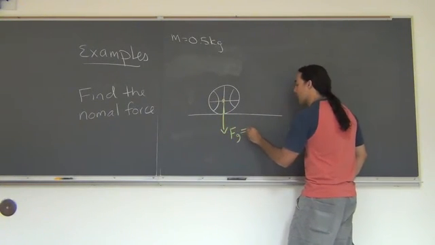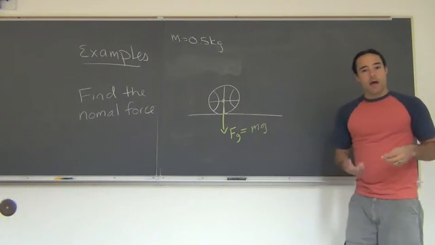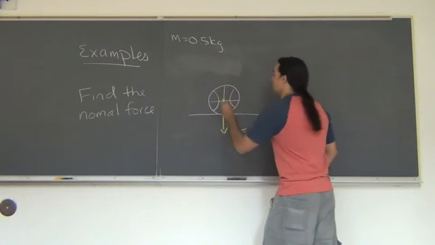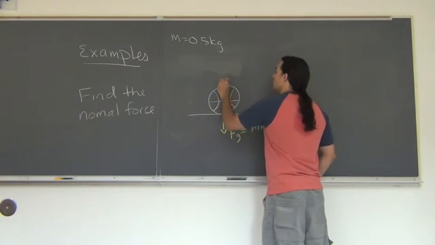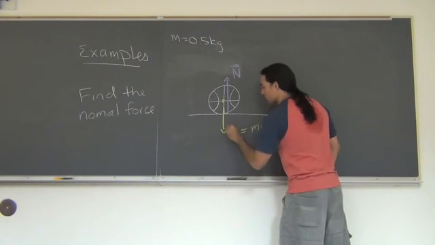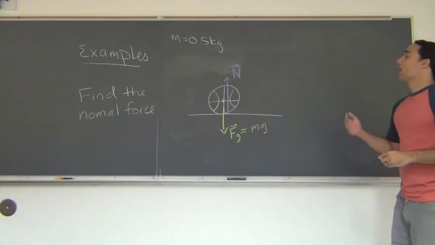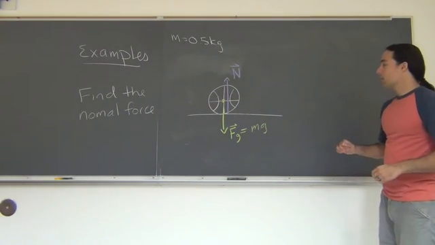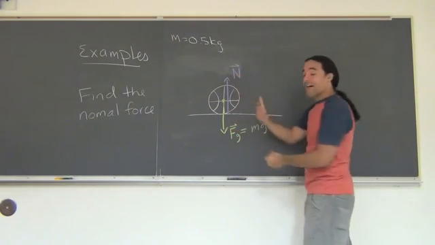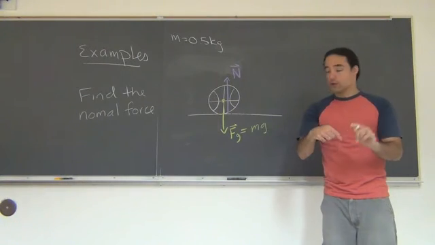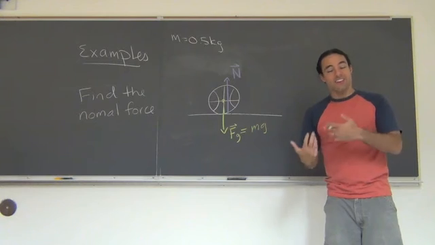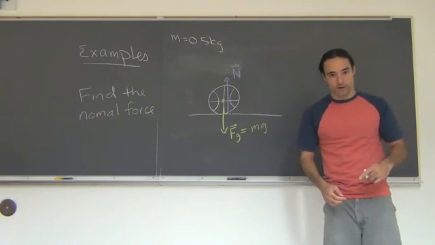I know gravity pulls down with a force of mg. I know there's got to be a normal force counteracting that gravitational force. That will be my normal force. I've done step 2. I've done my free body diagram. I can see that the ball is not accelerating, therefore these two arrows have to be the same size pointing in opposite directions. I need my normal force to exactly cancel out the gravitational force because I can't have any net force. It's not accelerating.